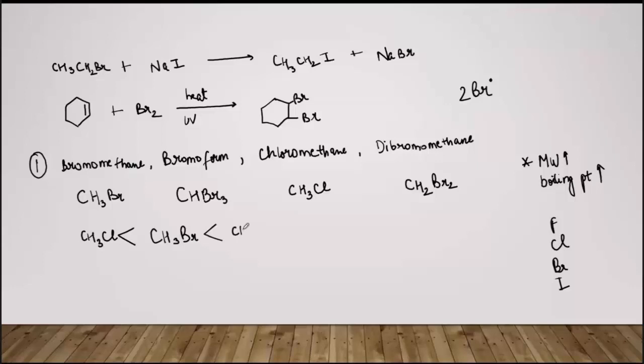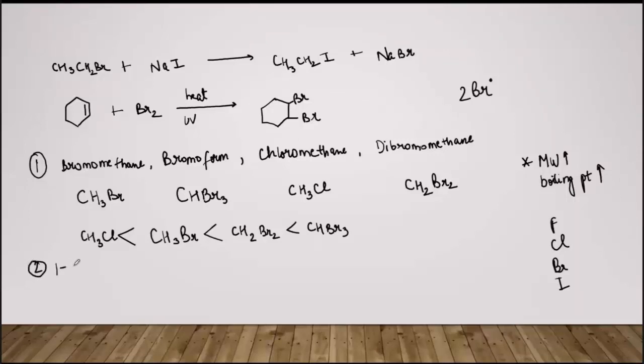So CH3Br, sorry, it should be CH2Br2 and CHBr3. ठीक है? So in सब the molecular weight के like we have arranged these compounds according to the molecular weight, and so we have got the arrangement according to the boiling points also. ठीक है? Now the one more question we will do about this.